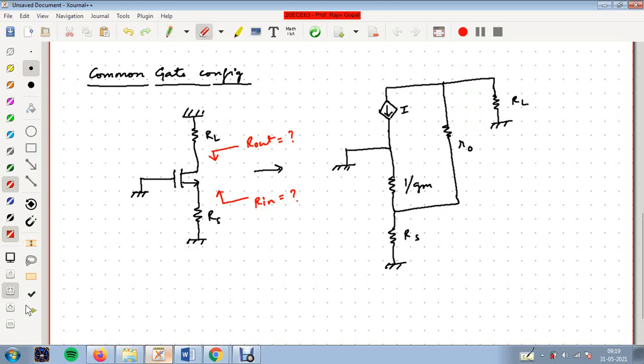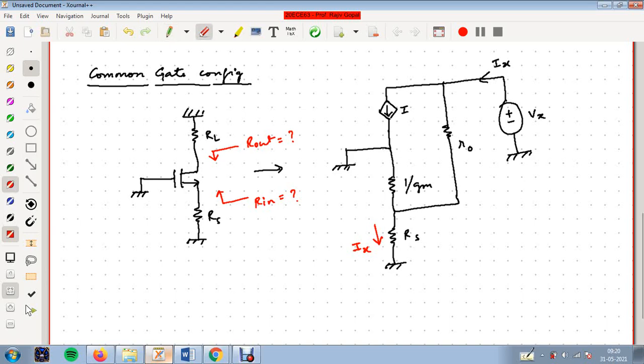I'll remove this RL here for now, and I'll replace that with a Vx plus minus Vx and some current Ix as well. So if Ix flows like this, the same Ix should also flow like this. But here, this will actually change.